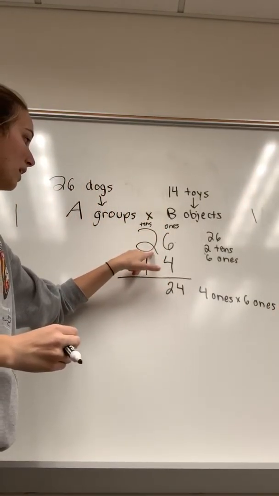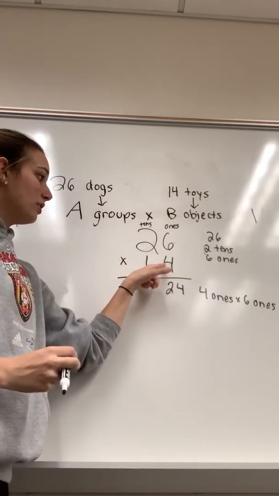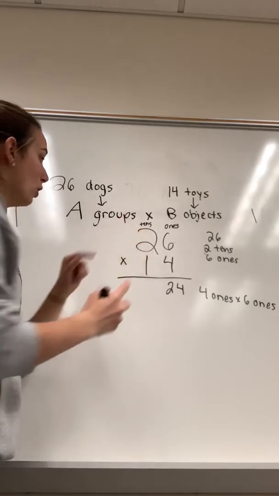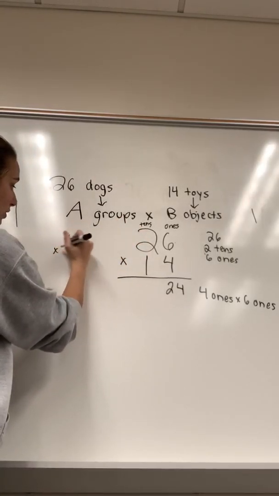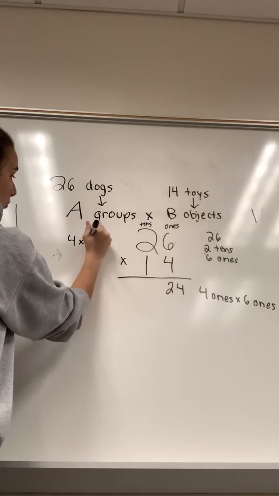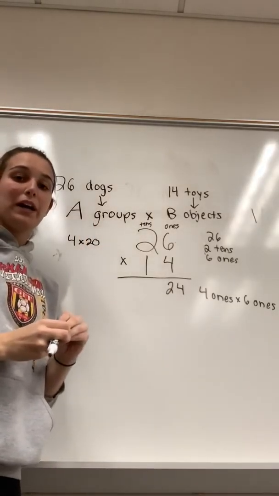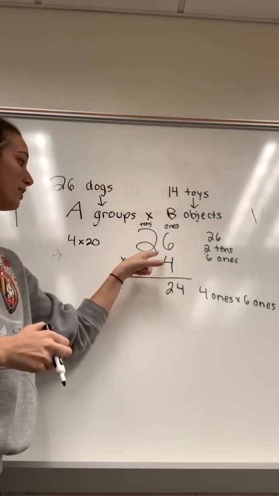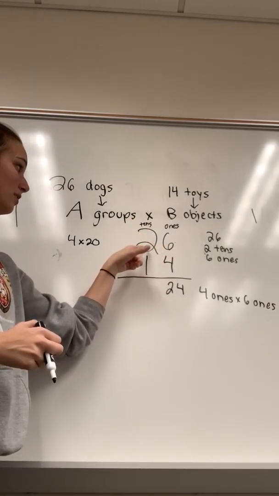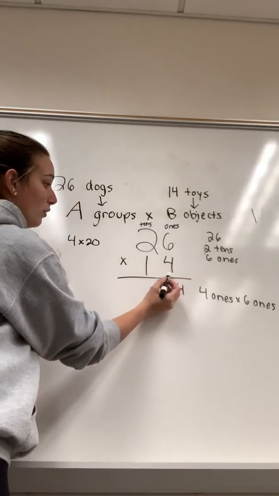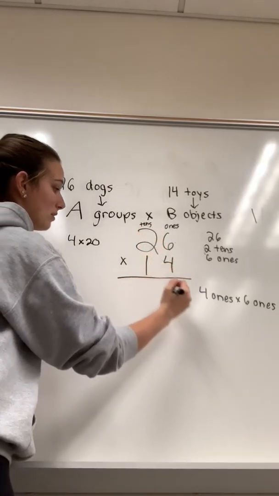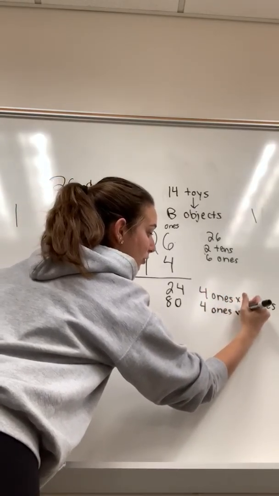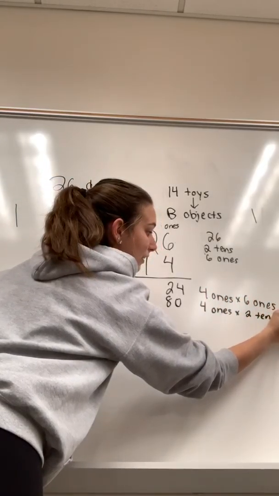So you're going to do 4 times 2, but this really isn't just 4 times 2. It's 4 ones times 2 tens, or 4 times 20. And this way, the partial products method helps kids see that this isn't just a 2, this is actually a 20 because it's in the tens place value. So we are going to do 4 times 2 tens and get 80. 4 ones times 2 tens equals 80.